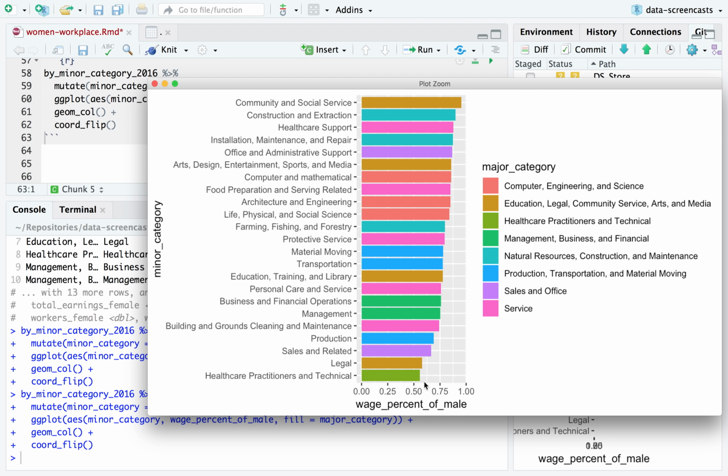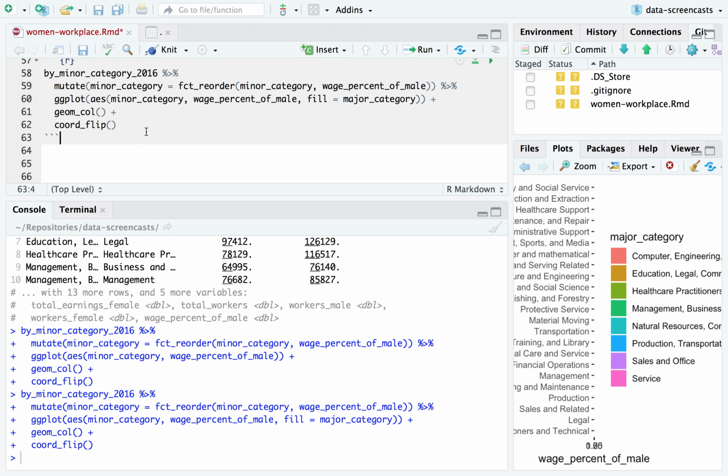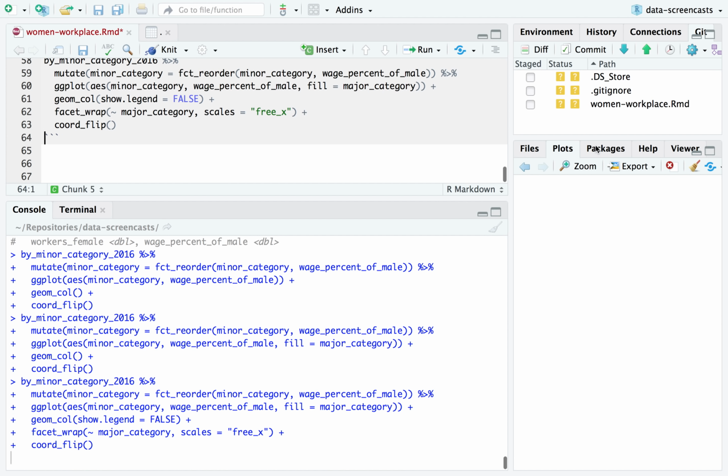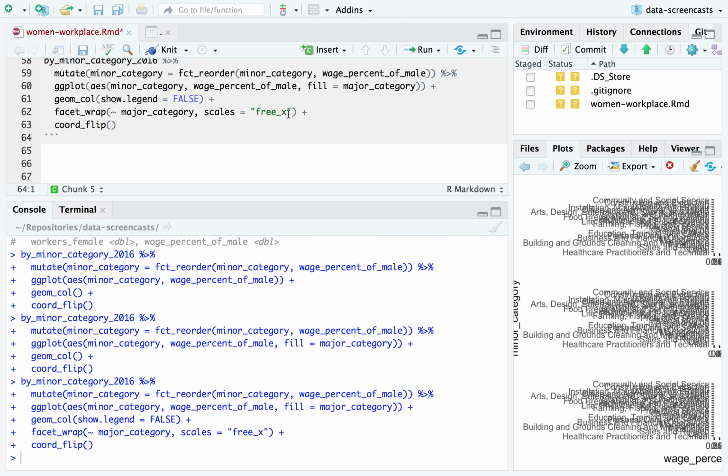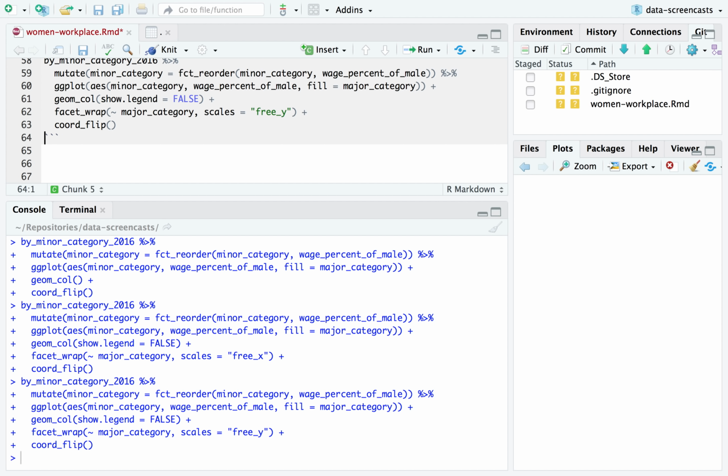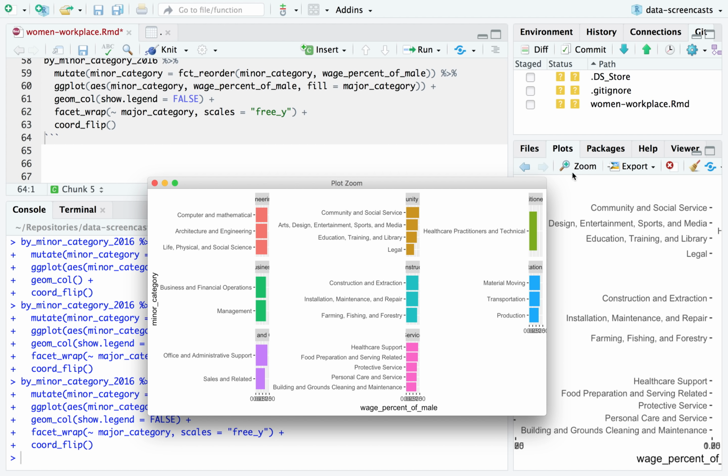I might want to facet this instead of coloring it, or I can still color it, but I can say show legend equals false, and I can say facet wrap by major category. I'm definitely going to want scales equals, I think it's free. I'm doing a coord flip, but I need to make sure, it's free y. I need to make sure that they're separate on each of these dimensions.